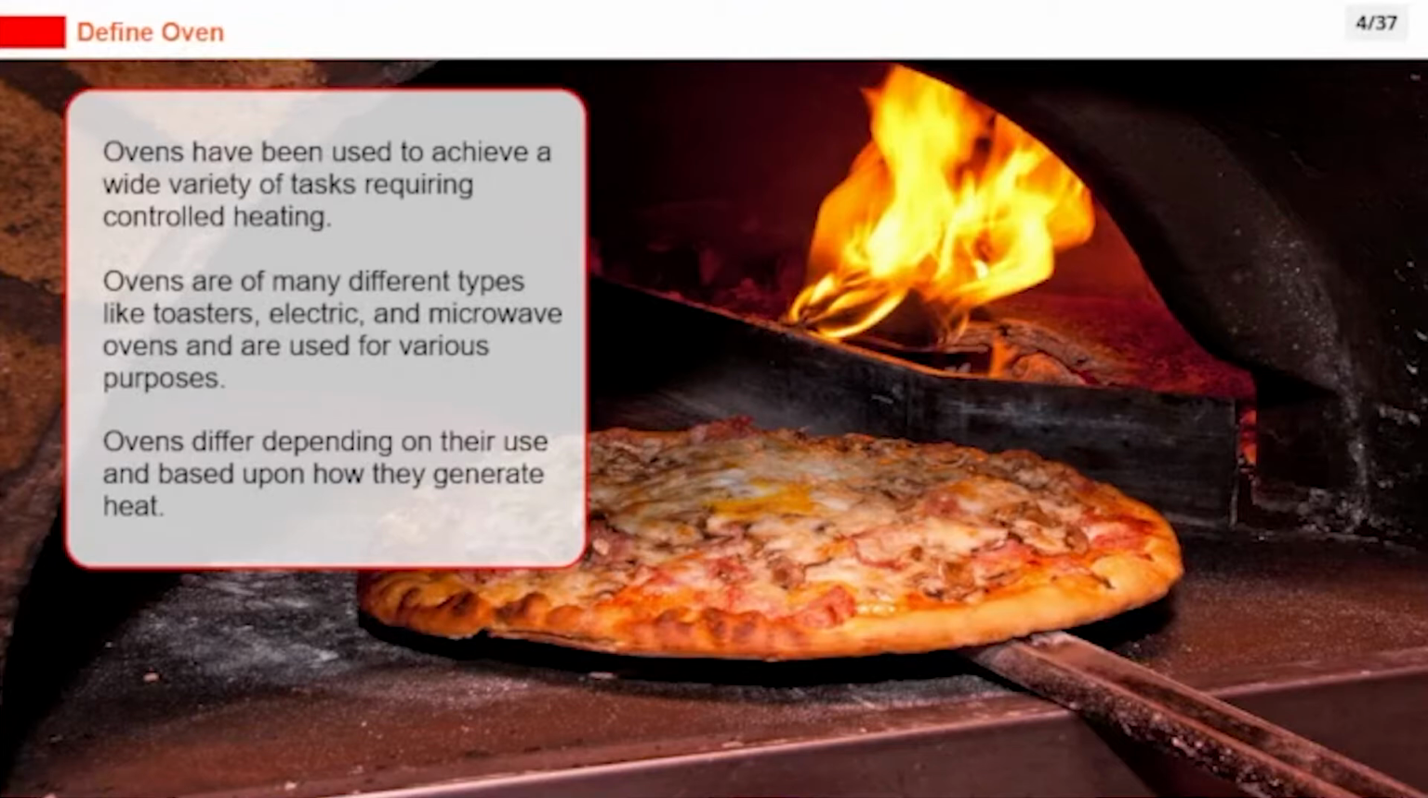Ovens are of many different types like toasters, electric, and microwave ovens and are used for various purposes. Ovens differ depending on their use and based upon how they generate heat.